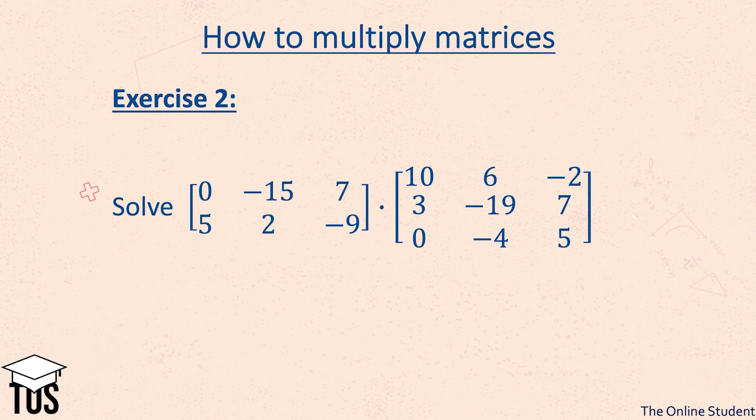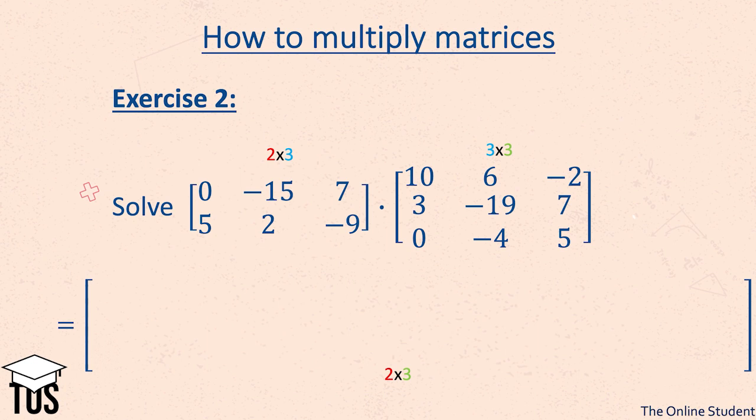Okay, let's take a look at the dimensions. This first matrix is a 2 by 3 matrix. It has 2 rows, 3 columns. The second matrix is a 3 by 3 matrix because it has 3 rows and 3 columns. So again, we take a look at the number of columns of the first matrix, which is 3. And the number of rows of the second matrix, which is also 3. So we now know that it is possible to multiply these two matrices. We also know that the resulting matrix will be a 2 by 3 matrix.